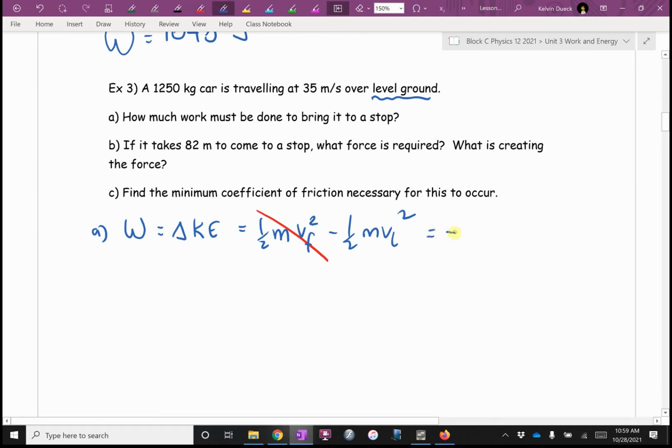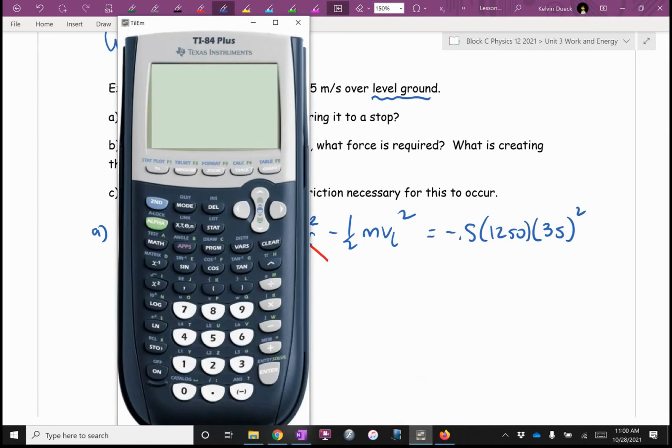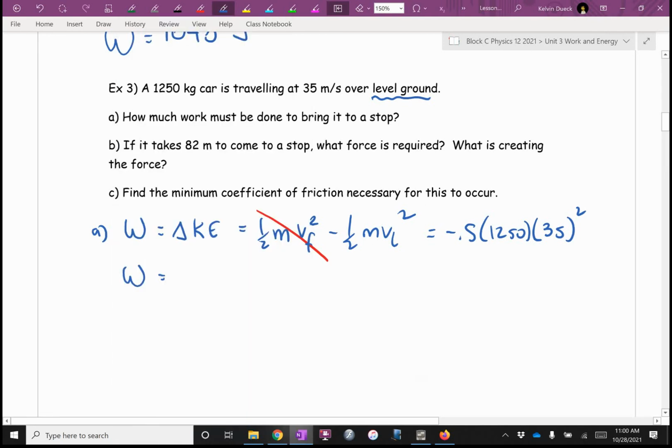I'm going to get negative 0.5 times 1250 times 35. Don't forget the squared. Manraj, redeem yourself. Tell me what the correct answer is this time. Negative 76565? Negative 76565. Okay. On a test, if it was multiple choice, I'd probably round it to 3 sig figs, so I'd write it as negative 766,000 joules, but we're going to use this for part B, I already noticed, so let's carry the sig figs.